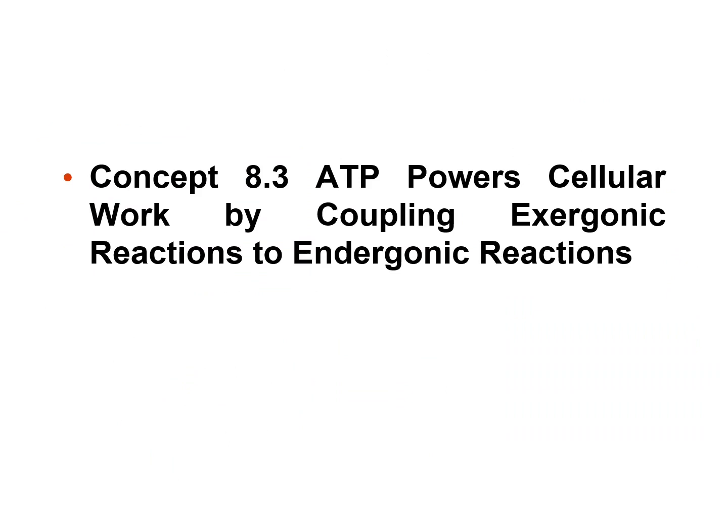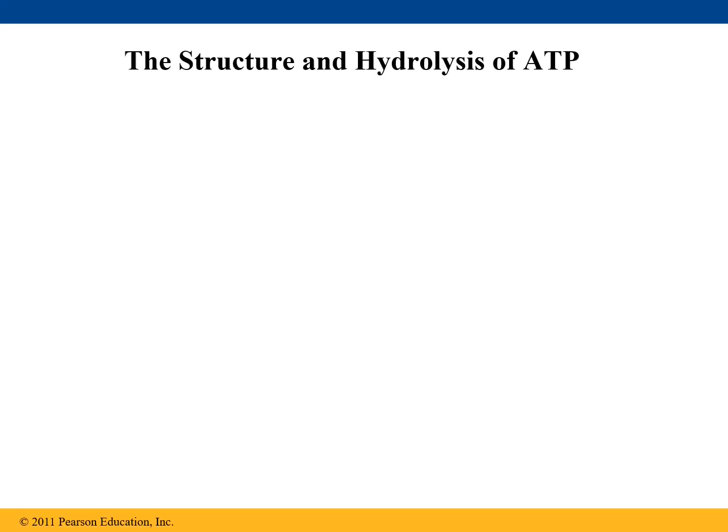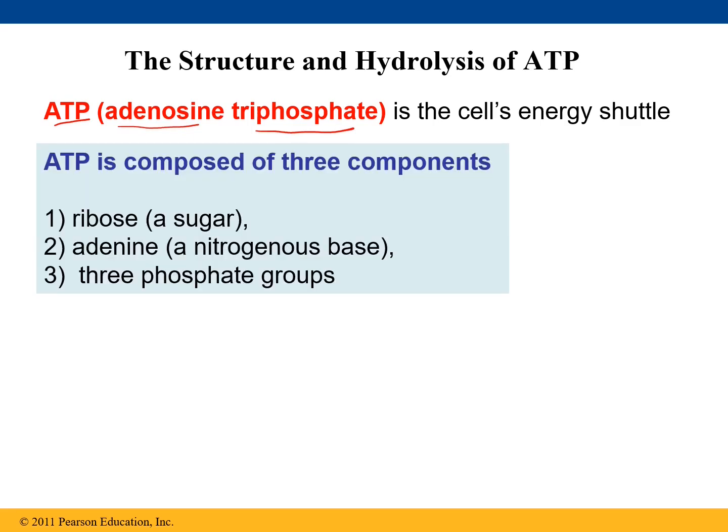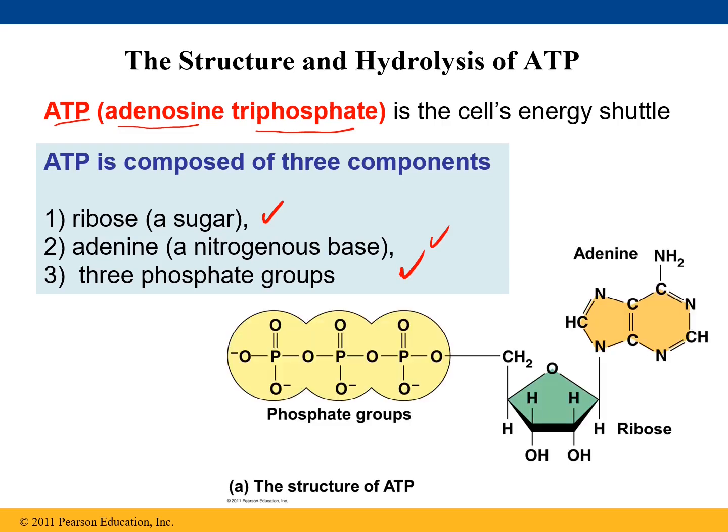Now we're going to talk about ATP and how cells are able to couple exergonic and endergonic reactions. So, as I said before, ATP is adenosine triphosphate and is the cell's energy shuttle. It is formed by a ribose, an adenine, and a triphosphate group. So here you can see the triphosphate group, the ribose, and the adenine.